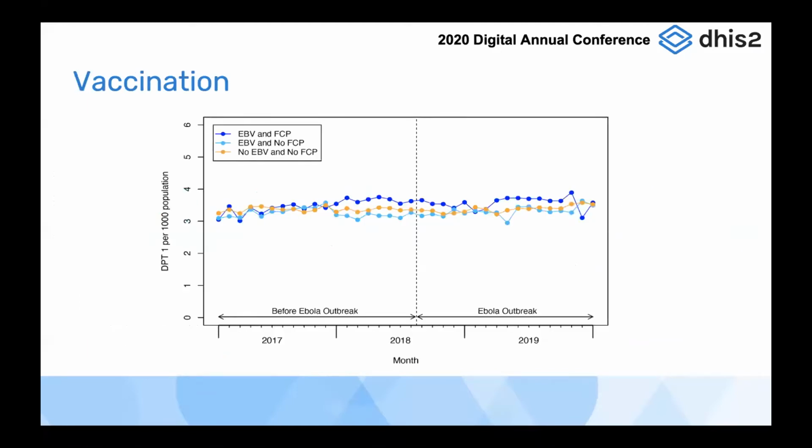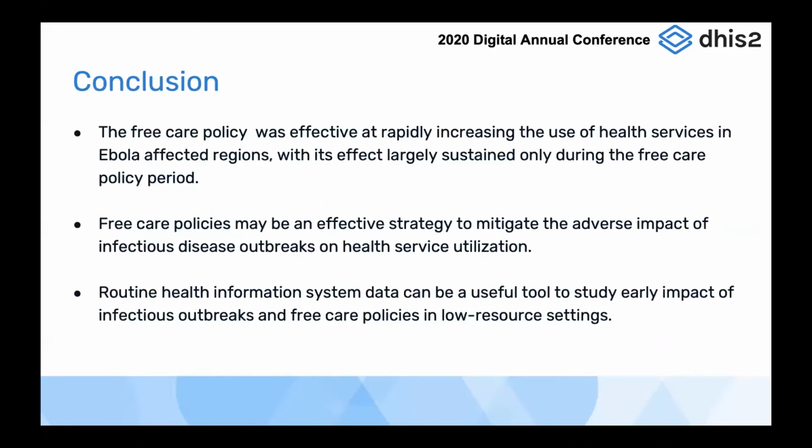When we examined the vaccination rate, we observed that there were no significant changes across regions with the free healthcare policy or those without it, compared to our control group. So in short, our analysis really showed that free healthcare policy can be an effective tool to help mitigate the impact of infectious outbreaks such as Ebola. We showed that it was associated with an increase in services in Ebola-affected regions, and its effect was largely sustained during the period the policy was still there.